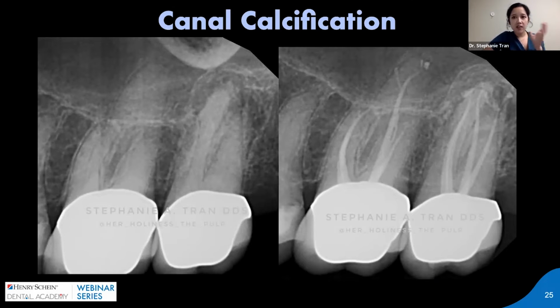So are the canals very clear black lines, very clear radiolucent lines, or is it kind of fuzzy? Does it kind of disappear? So for example, on the first molar of this image, the canal is a bit radiopaque. It's not a clear, obvious, visible canal. That tells me that canal may be very, very, very calcified.